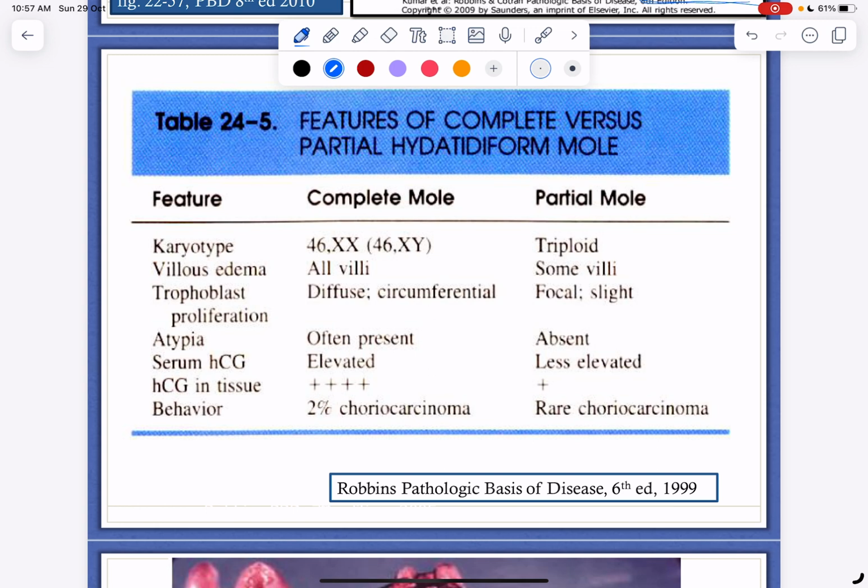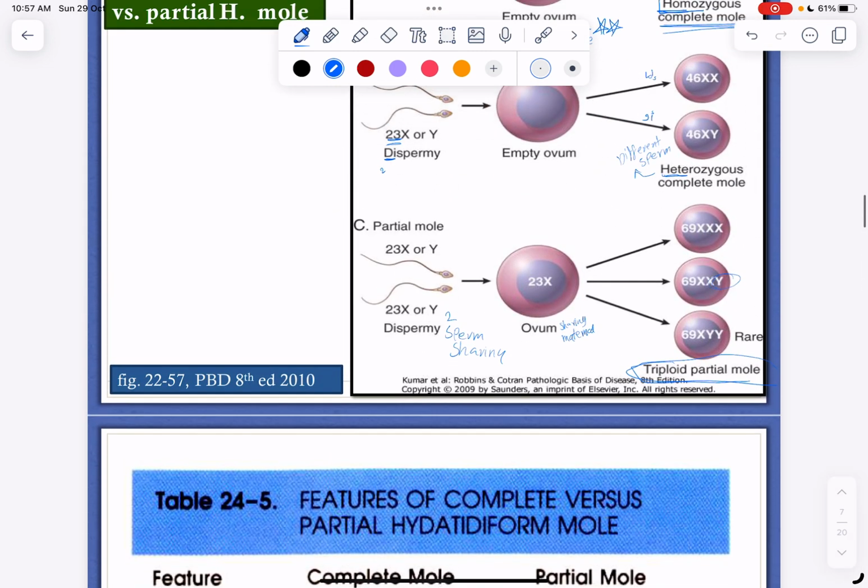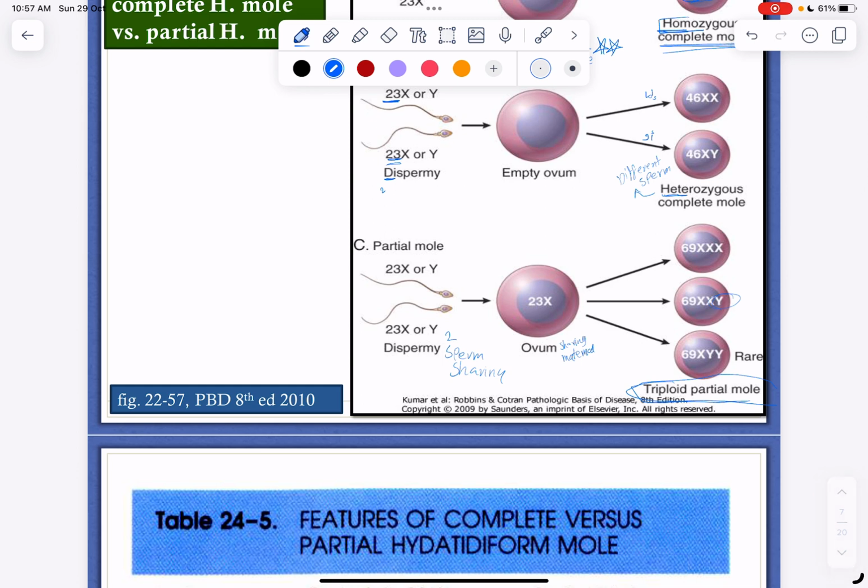The ovary produces ova without chromosome. Without chromosome, this is abnormal. So that we call it empty ova. Empty ova without chromosome, and this is abnormal. So that we produce abnormal placental tissue.